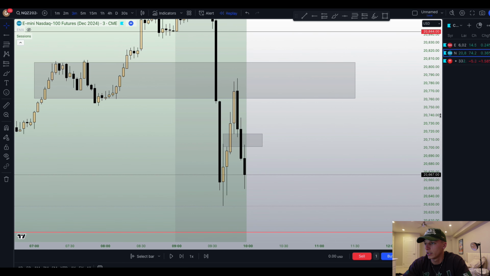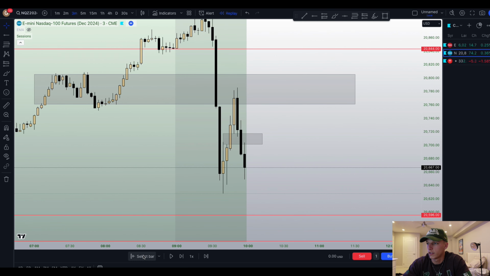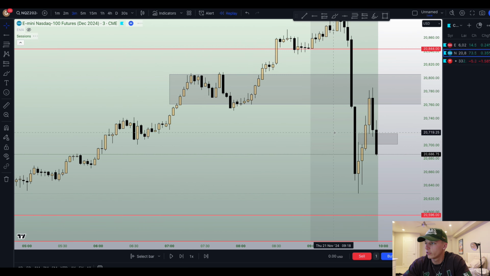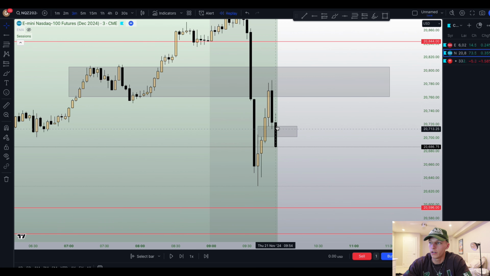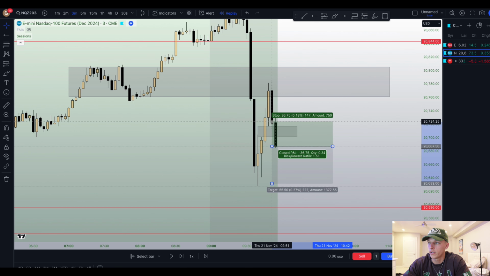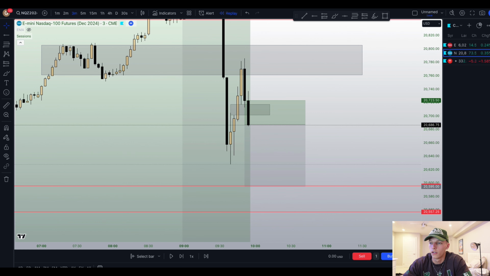It's very high probability. So in this scenario, as soon as we close below this fair value gap here, inversing it, I'm hopping in short, putting my stop above this inverse fair value gap, and then I'm targeting these equal lows.